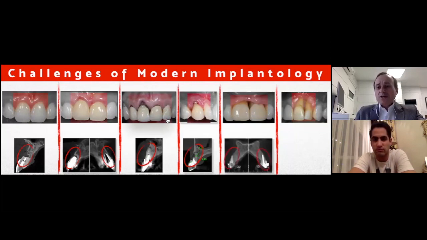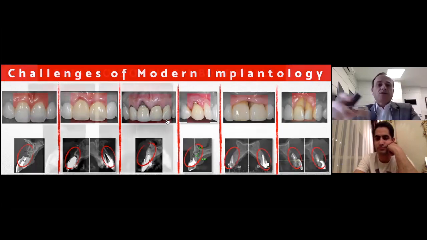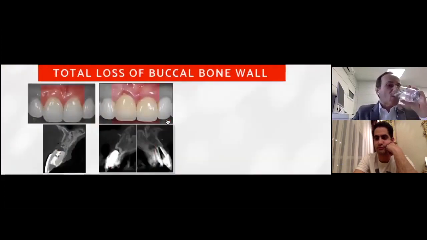Number 5, you can see that in this case, the papilla is missing completely. There is no crestal bone, and we have the combination with bone loss at the facial aspect in both central incisors. And the last, this is a nightmare. You can see a large gingival recession, and it looks like both teeth, central and lateral incisor, are condemned to be extracted. Let's see one by one these different clinical situations.